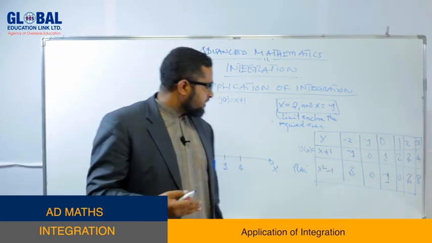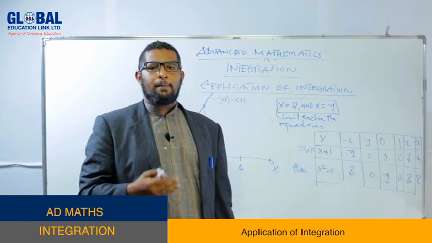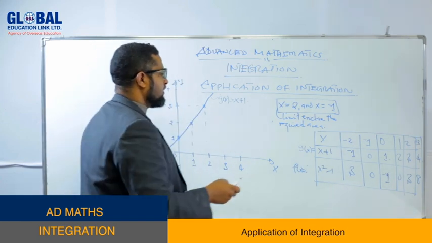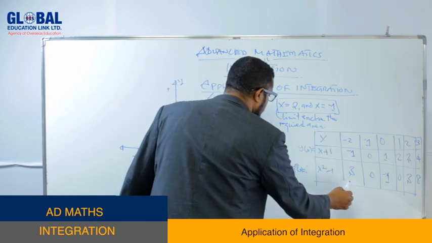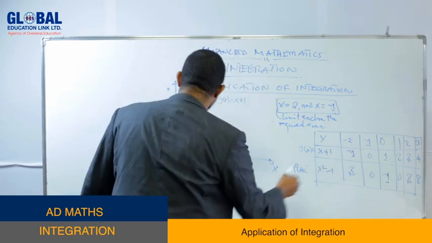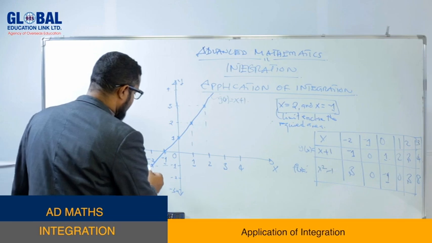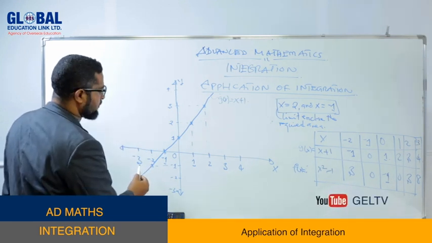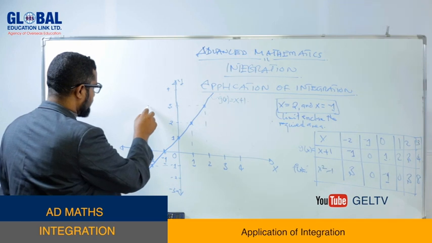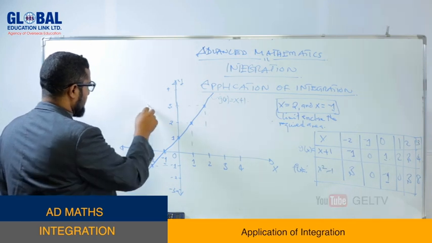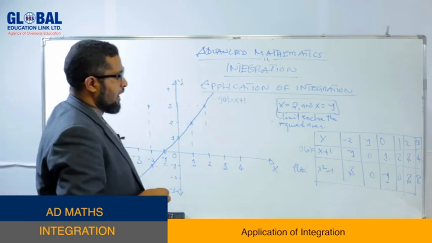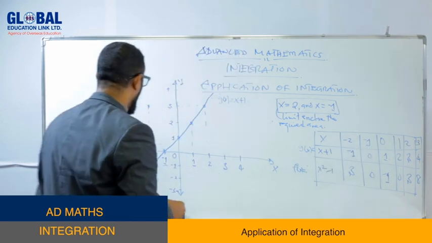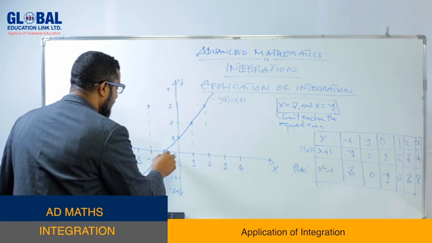Now let's check the second function, that is x squared minus 1, which is our f of x. When x is equal to negative 2, our value of f of x is positive 3. So that point is somewhere there. Again, when x is negative 1, we have 0.